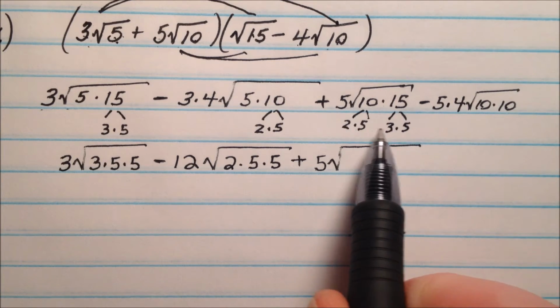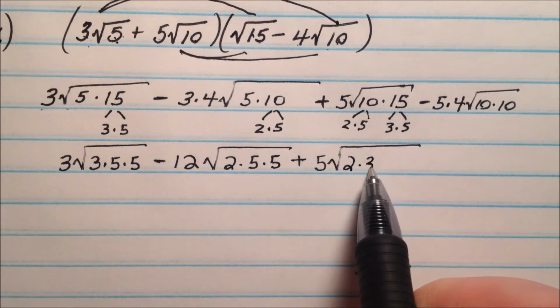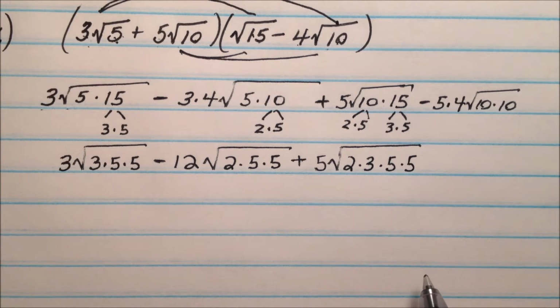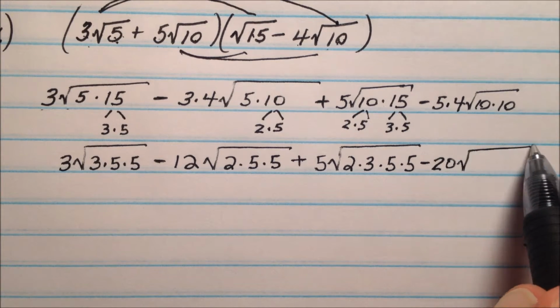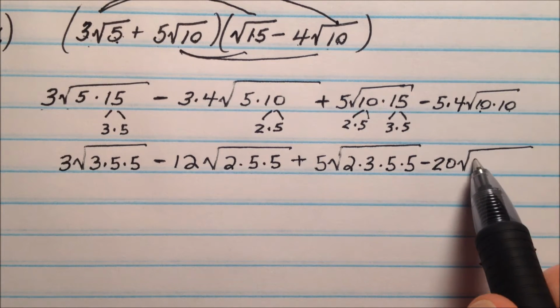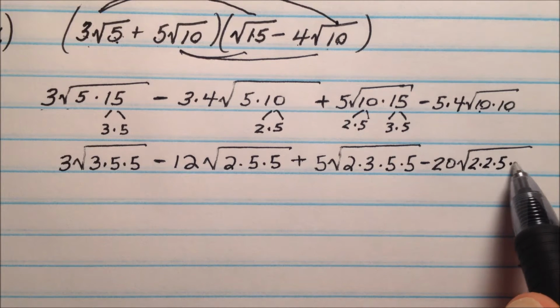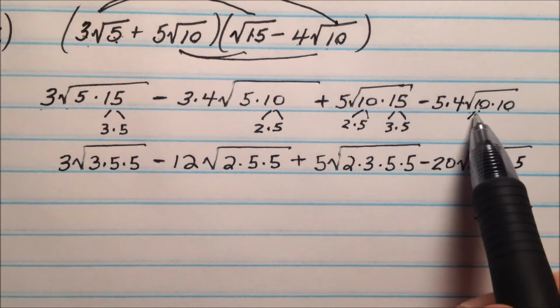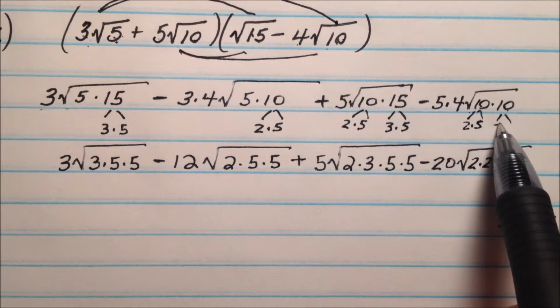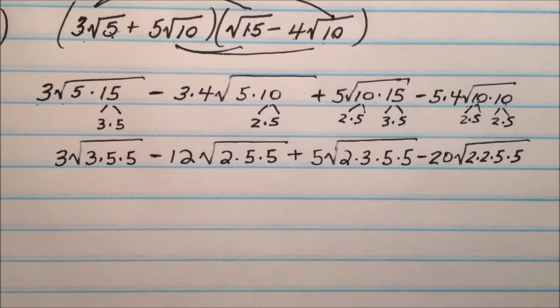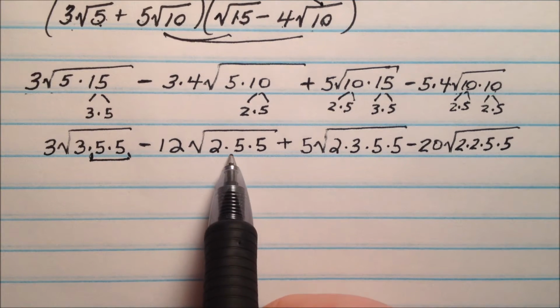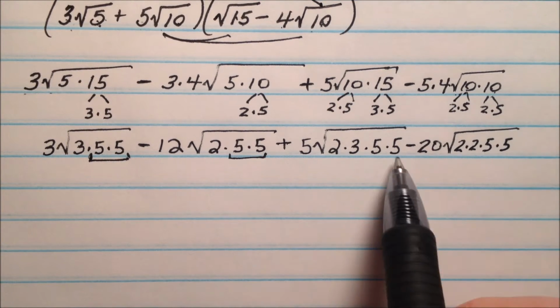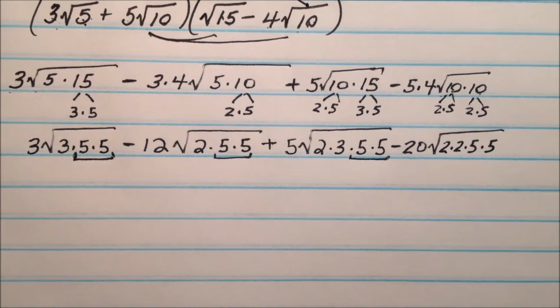So it looks like I'm going to have 2, 3, 5, 5, 2 times 3 times 5 times 5. And this last guy will be minus 20, and 10 and 10 will be 2 times 2 times 5 times 5, because each one of these will be 2 and 5. Okay, so in this first one, we can pair up these 5's. Second one, pair up the 5's. Third one, pair up the 5's. And the last one, we can pair up the 2's and pair up the 5's.